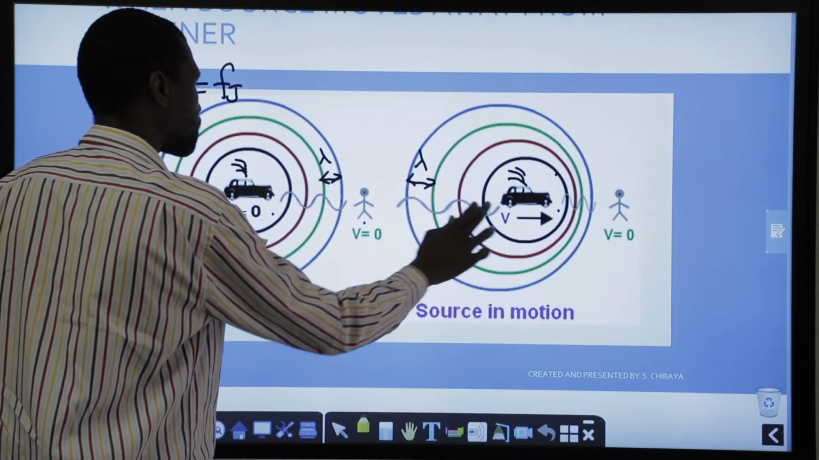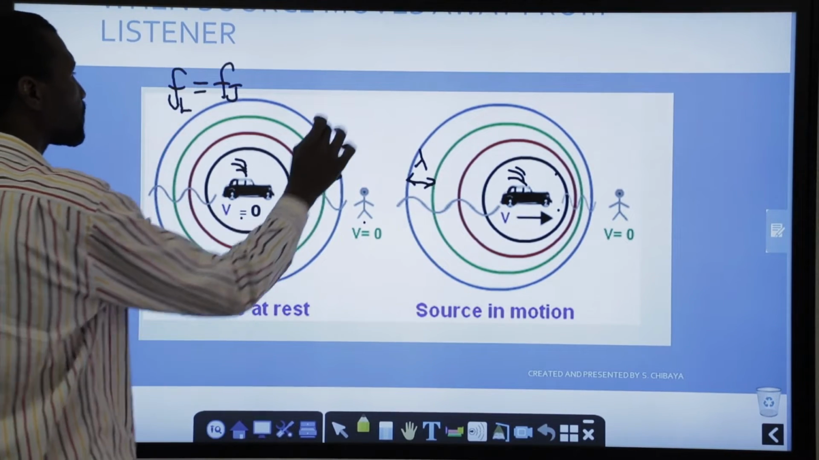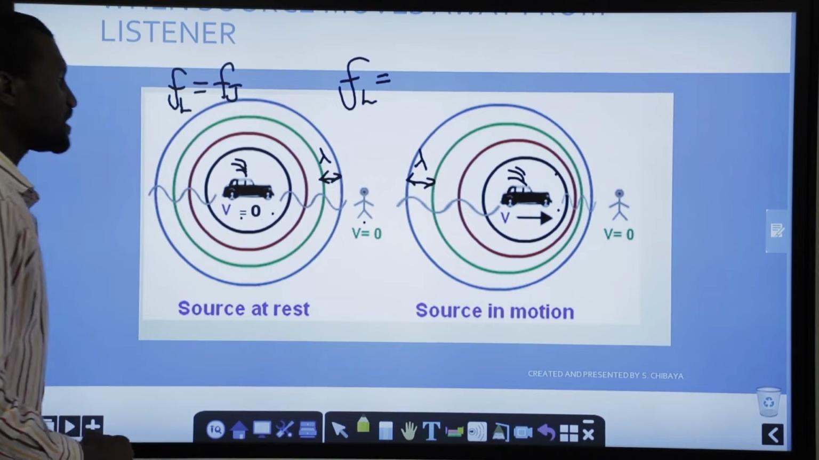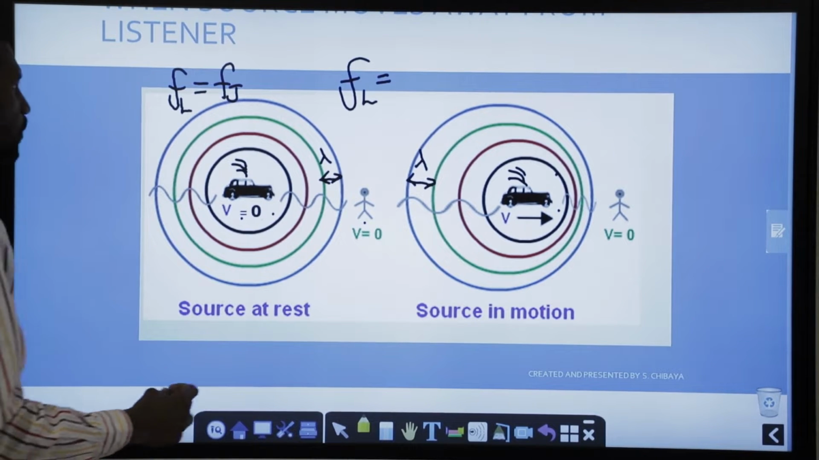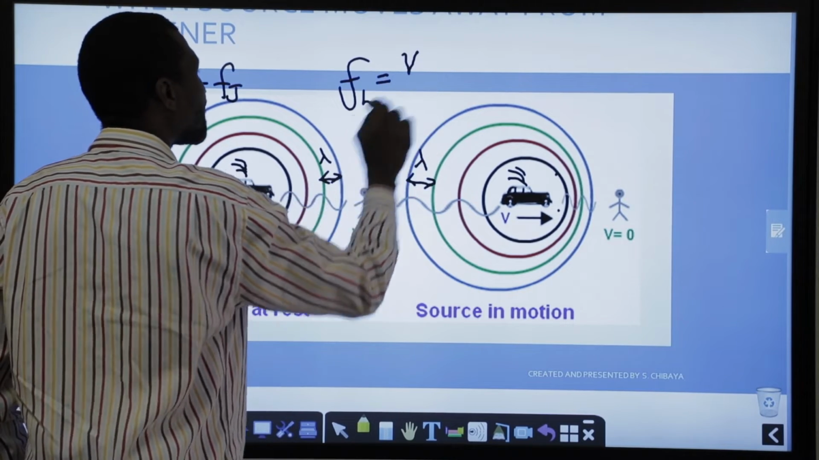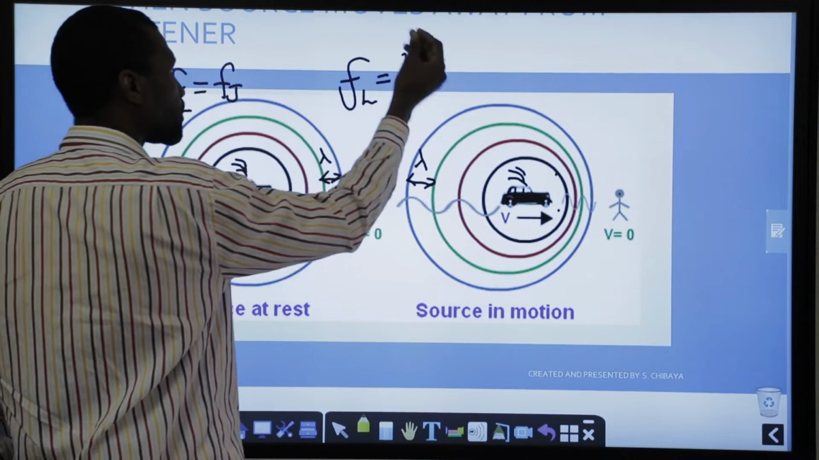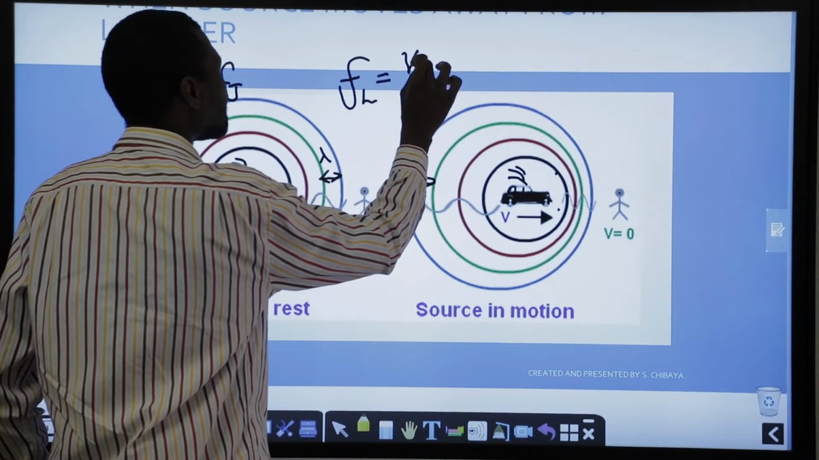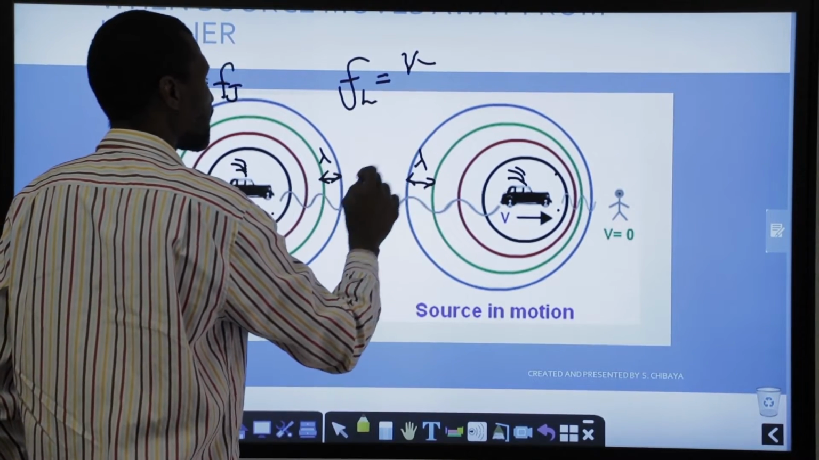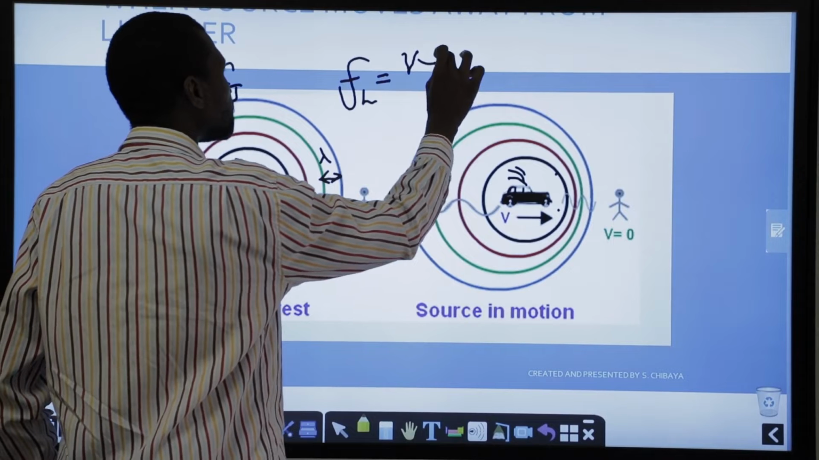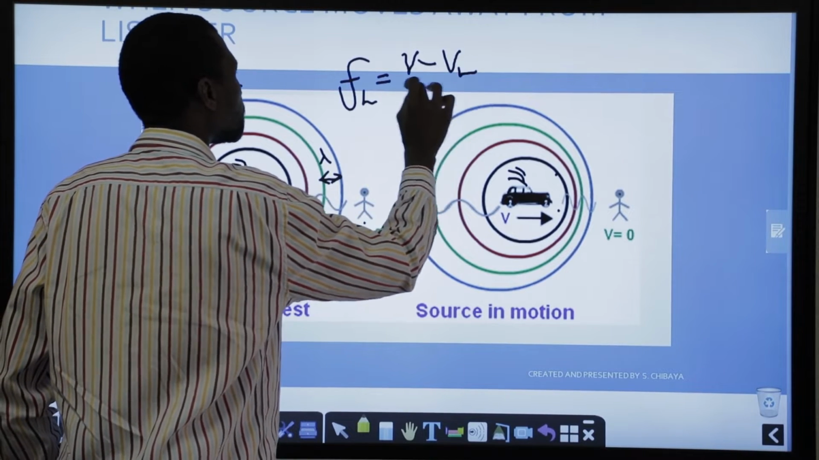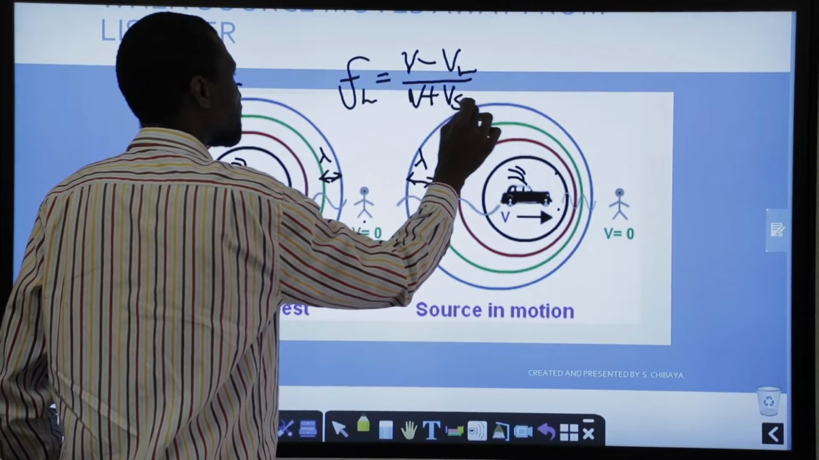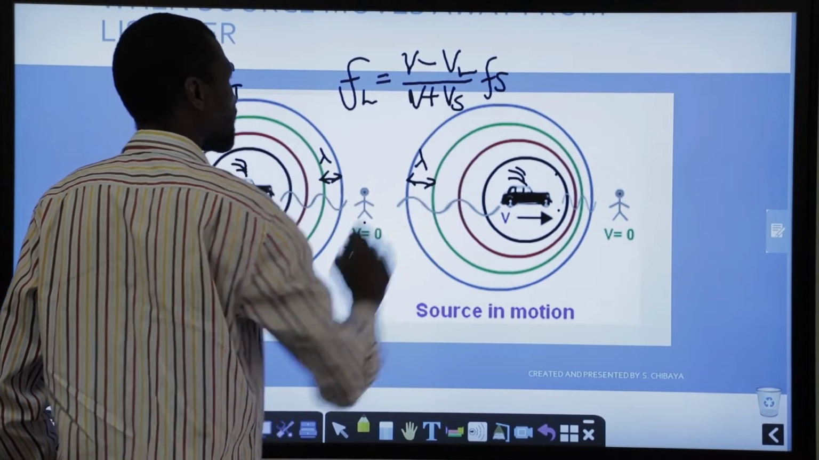source moving away from the listener? What is the frequency observed by the listener? The frequency observed by the listener is going to be obviously lower, so we need a smaller number on the top. So it will be V minus VL at the top over V, a bigger number at the bottom, plus Vs, multiplied by Fs.